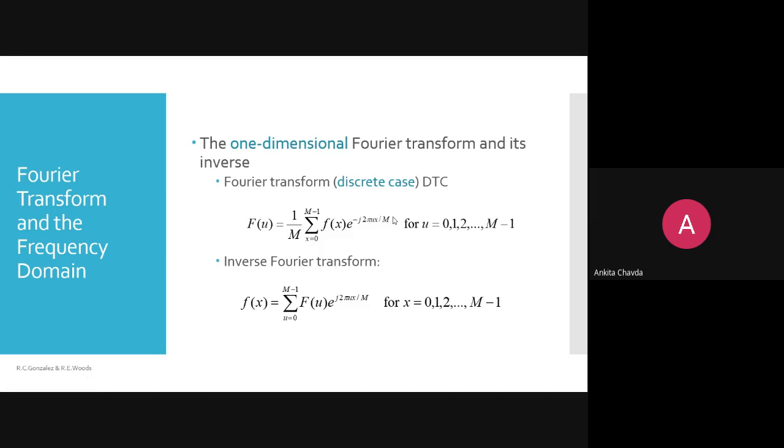Here you will divide by m. And here your value for u will be from 0 to m minus 1. Same way for the inverse Fourier transform, we will get f of x equals sigma u equals 0 to m minus 1, f of u into e raised to j 2 pi ux divided by m. Again your x will go from 0 to m minus 1, because the number of rows and columns will remain as it is in the frequency domain also, and when you come back to your spatial domain, there is no change in that.